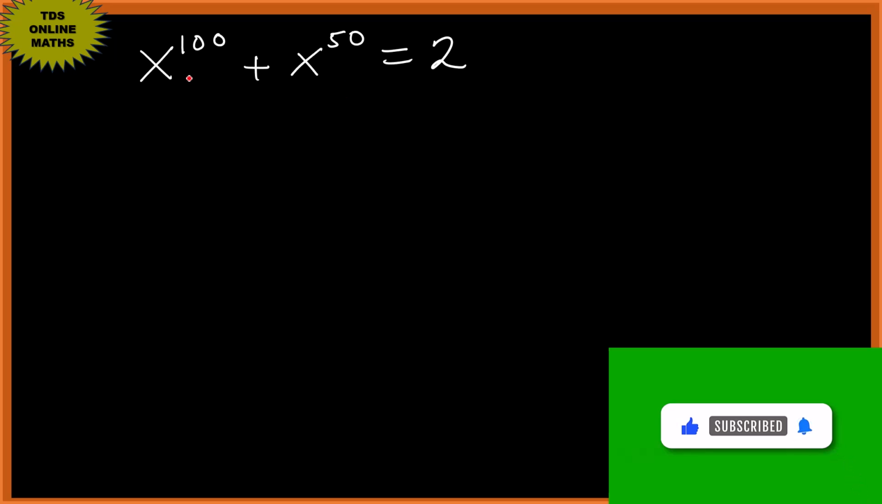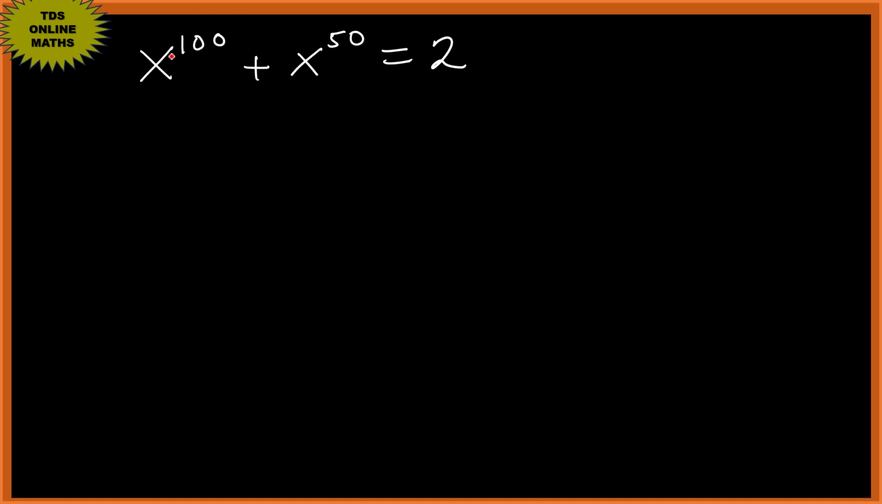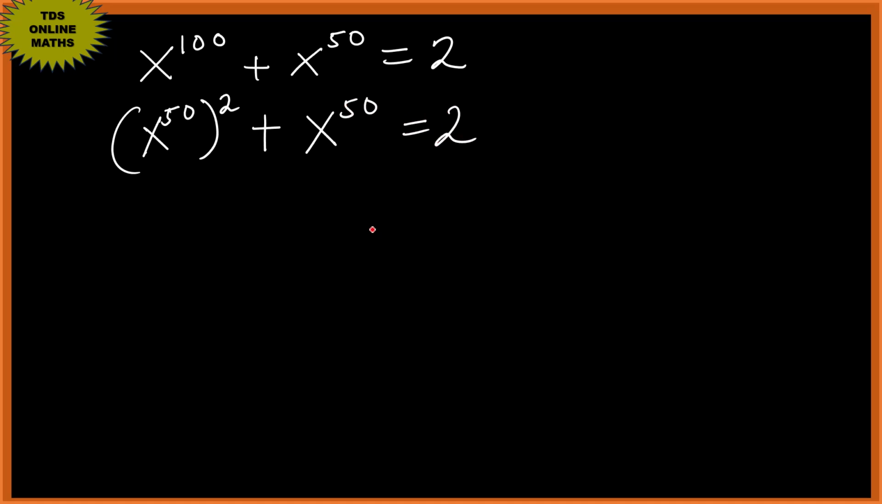Okay, now we can make the terms here equal by changing this 100 here. I can write this one as x to the power 50, or to the power 2, plus x to the power 50 equals 2. Okay, so we have equal terms here. In going back, 2 times 50 is 100, so I've done nothing to this.